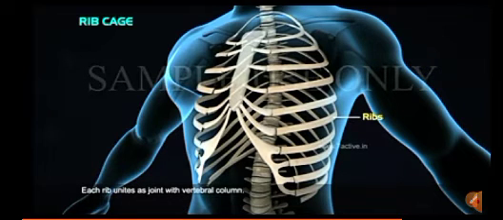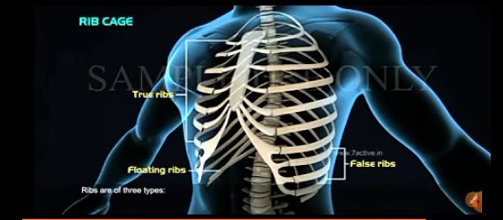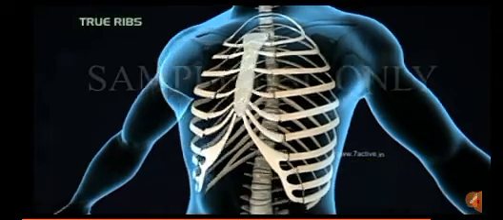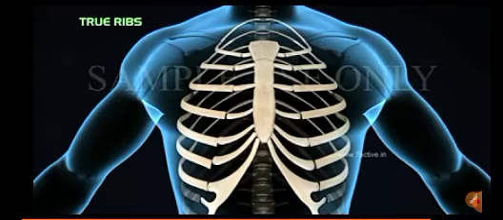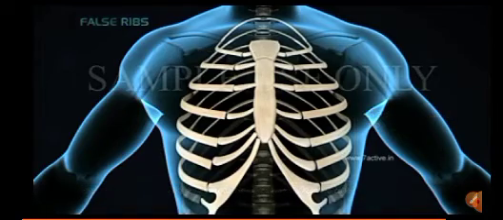Each rib joins with the vertebral column. Ribs are of three types. The first one is true ribs, the second is false ribs, and the third is floating ribs. Why are they called true and false? Because the first pairs of ribs of the rib cage are attached directly to the sternum. That is why they are called true ribs, the first 7 ribs.